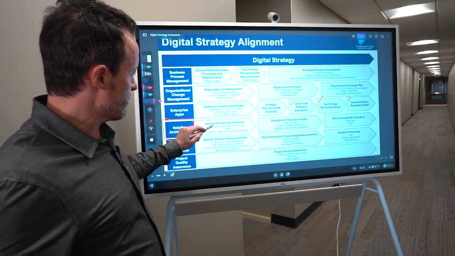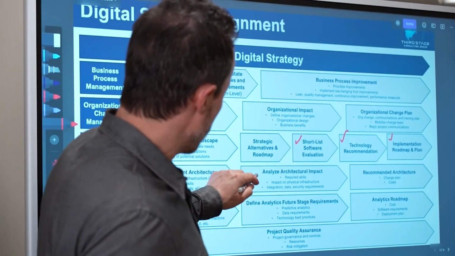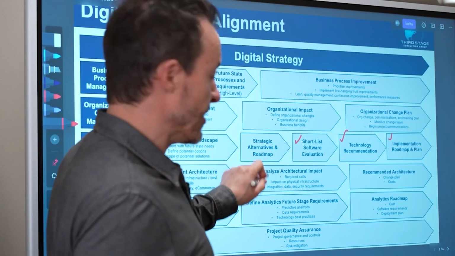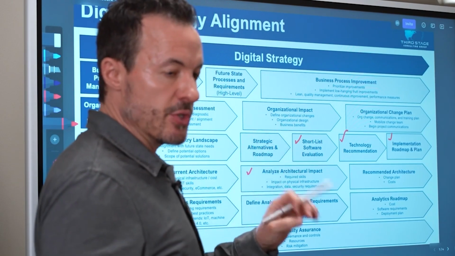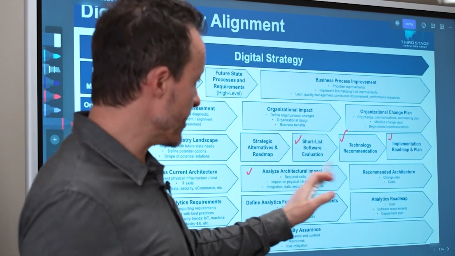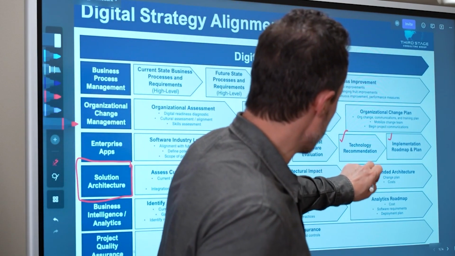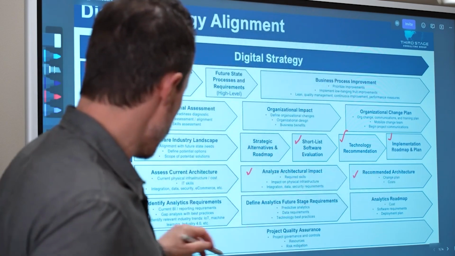So this is where you look at the current architecture, how the future state is going to look, what the impact is going to be, and what sorts of technology initiatives, work streams and tasks you need to include in your detailed implementation plan that will come later. And then you have your recommended architecture, which includes your change plan and your cost from a technology perspective.